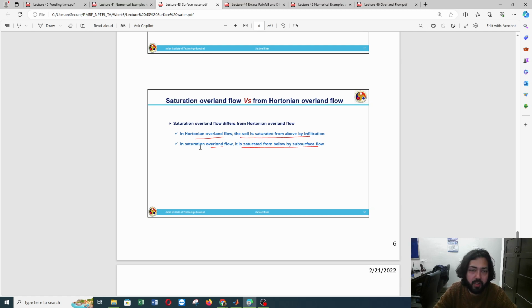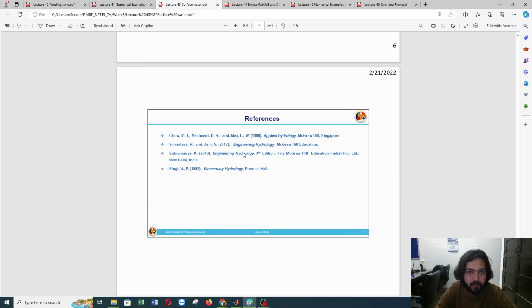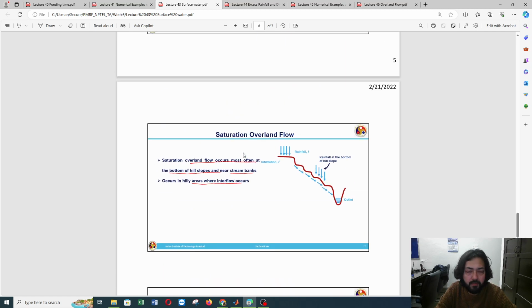In saturation overland flow, the soil is saturated from below by subsurface flow. Subsurface flow means the unsaturated zone. So the water is entering the outlet through the unsaturated zone, which is called subsurface flow, or we can also call it interflow. So this is all about the two concepts, Hortonian overland flow and saturation overland flow.